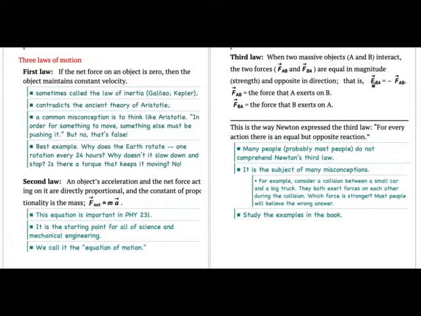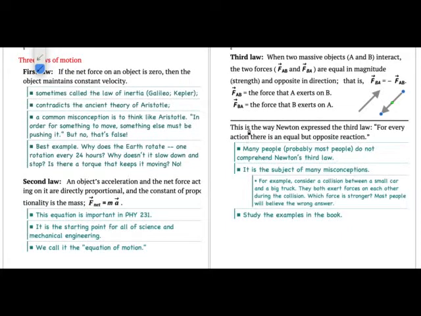So the magnitudes of these two vectors, or the strengths of the forces, are equal. But their directions are opposite. So if FAB points in that direction, then FBA points in the opposite direction. Here's FAB, here's FBA. It's in the opposite direction. It has the same length. The vectors have the same length. That is, the strengths are equal.